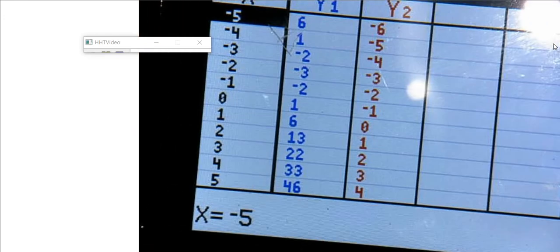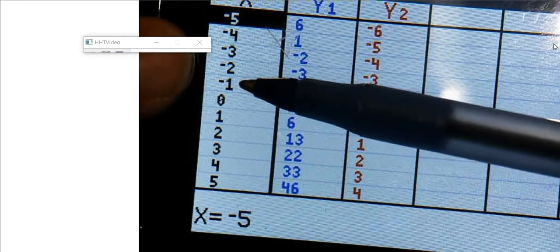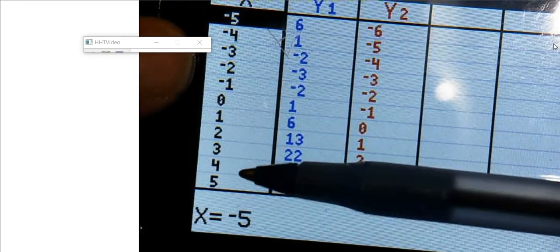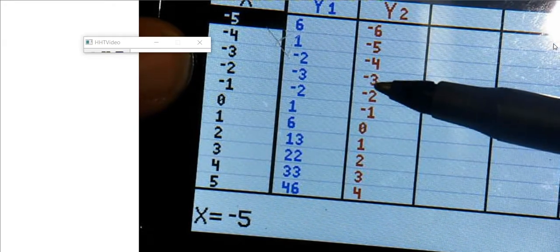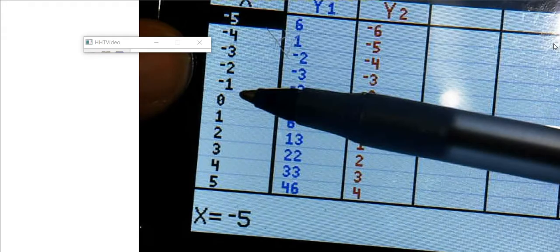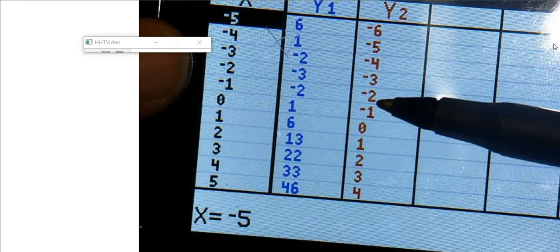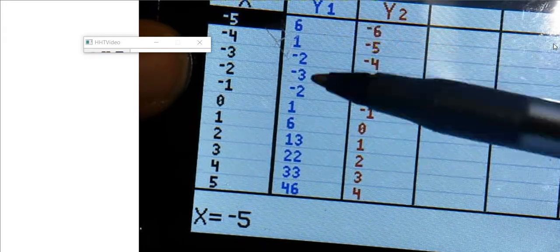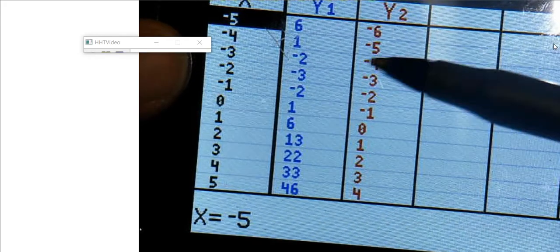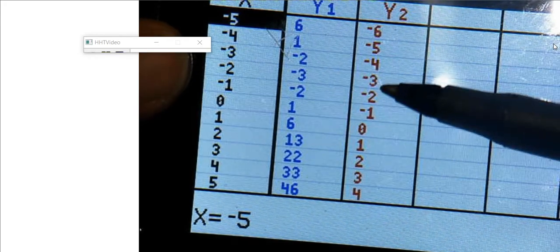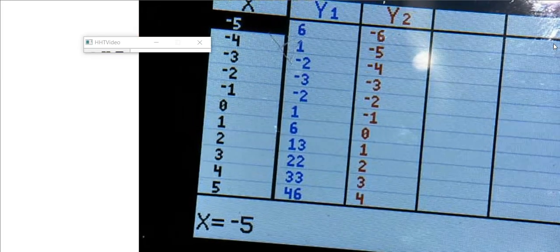In my graphing calculator, you can see that at x equals -2, both y sub 1 and y sub 2 are located at -3. And at x equals -1, both y sub 1 and y sub 2 are at -2. At every other point, their y values are different, like 6 and -6, 1 and -5, -2, -4. But just right here, they are the same, indicating that those are solutions to the system.